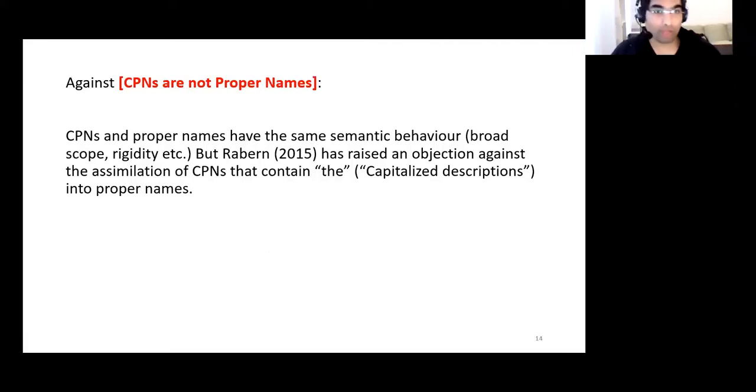So this concludes my argument for why proper names should be thought of as syntactically complex. Now I'm going to argue that these complex names must be thought of as proper names. So I'm going to argue against an objection that was raised by Rayburn, and Rayburn argues that there is a problem in the assimilation of complex names into proper names.